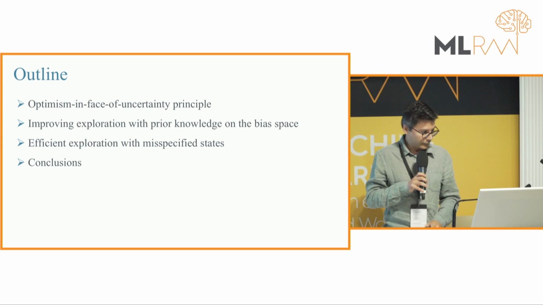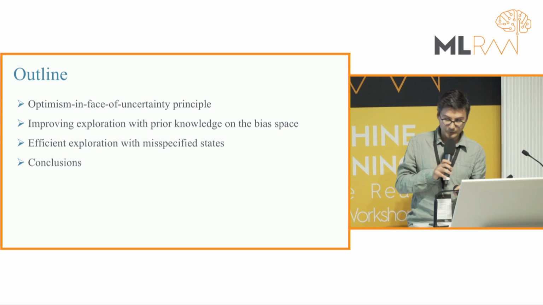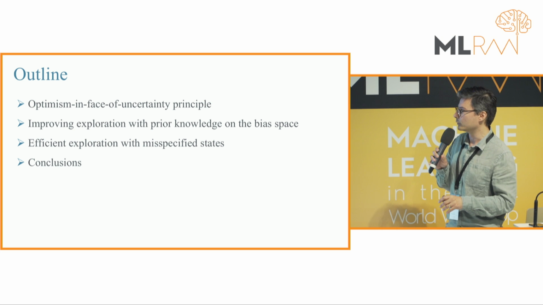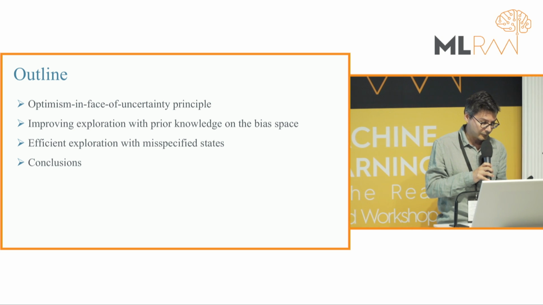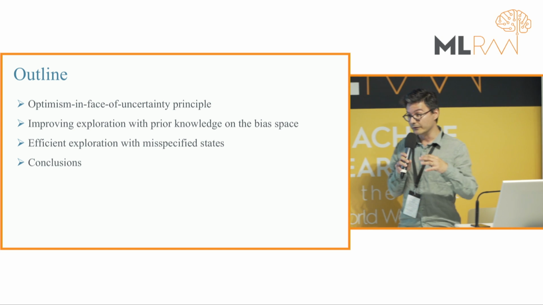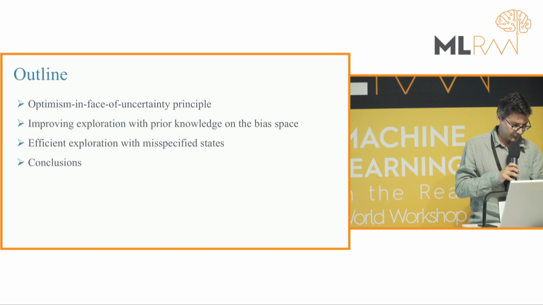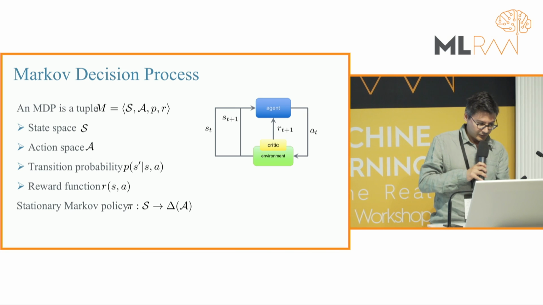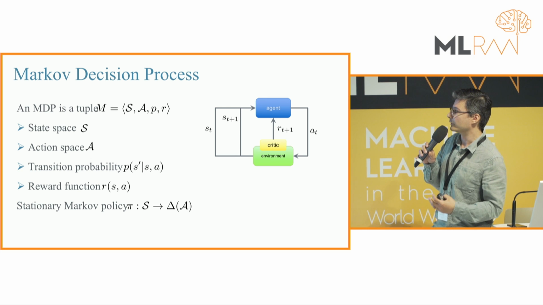Over this talk, what I'm going to do is cover the optimism in the face of uncertainty principle, which John already covered to some extent with the confidence regressor. I will mention two of the limitations of this approach in reinforcement learning, and then I will draw some conclusions. The standard model that we use to describe a reinforcement learning task is the Markov decision process.